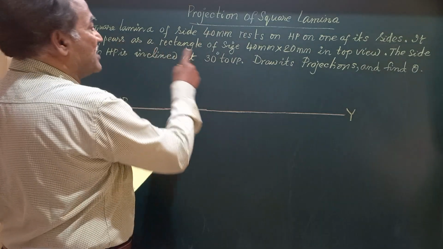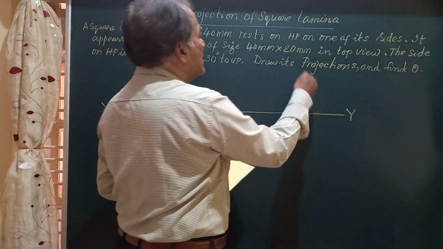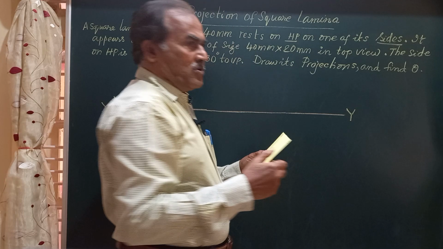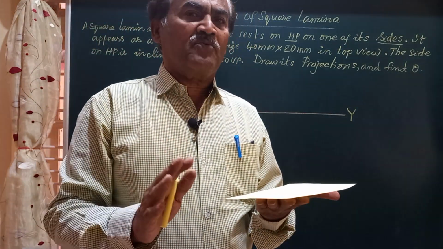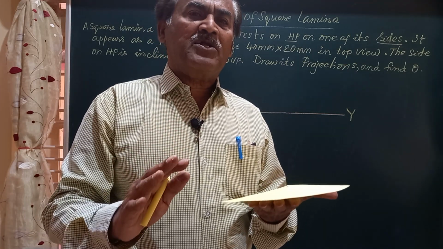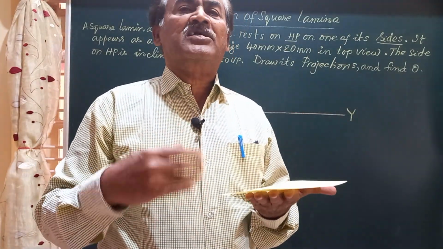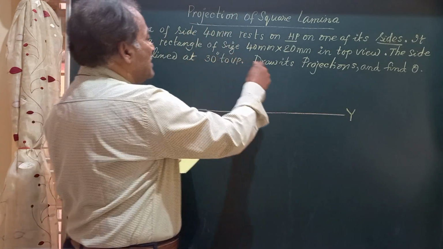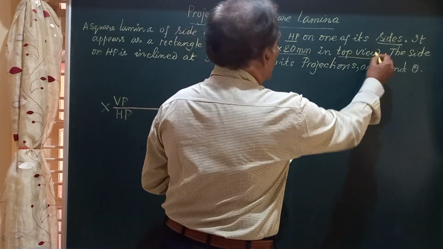The question runs like this. A square lamina of side 40 mm rests on HP on one of its sides. So, first of all, in all the laminae, you have to find out what is the type of lamina and where that lamina is resting or lying. Is it on HP or on VP? And then he says it appears as a rectangle of size 40 mm by 20 mm in the top view.